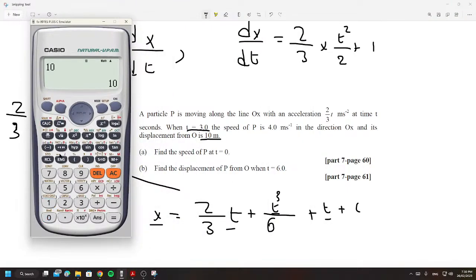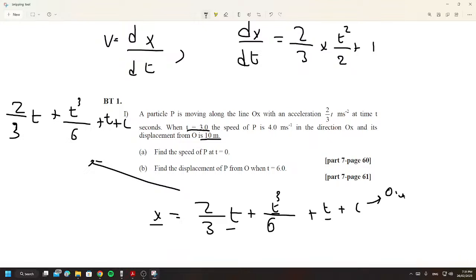So 10 is equal to, oh my god, 10 is equal to 2 over 3 t, which is 3 in this case, times 3 plus 3 cubed over 6 plus 3 plus c. Let me just simplify this for you and press calculate. 2 over 3 times 3 is just 2. Okay, solve for c, and we got c in this case to be 0.5.